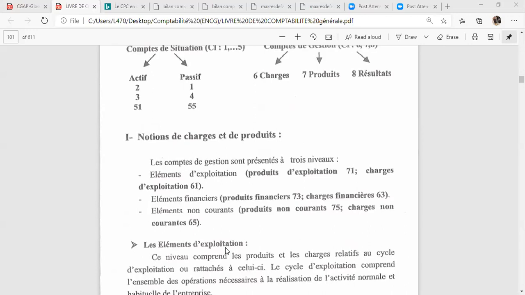I would explain produits as gains: you sell something, you make money off it. Those are gains of money. Then les charges, I would explain as expenses. You have monthly bills, electricity bills, you have to pay your workers. All those fall under les charges.